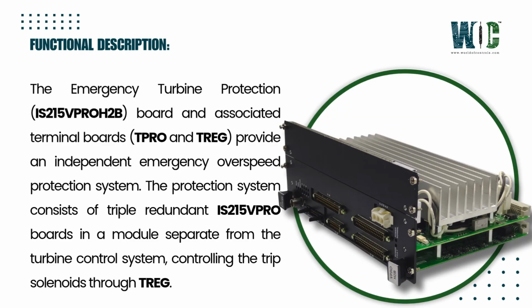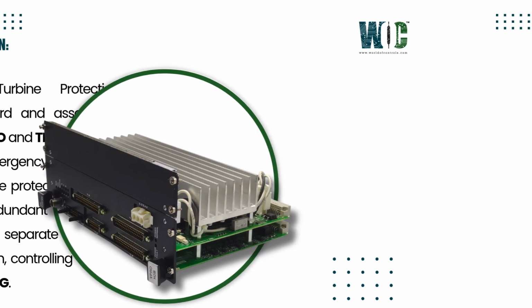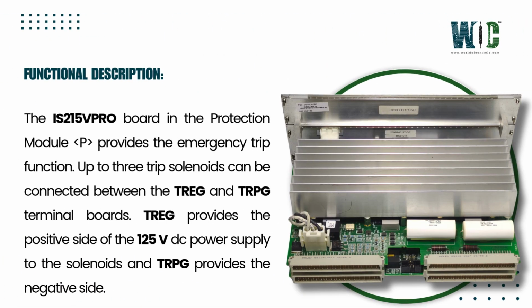Functional description: the Emergency Turbine Protection IS215VPROH2B board and associated terminal boards, TPRO and TREG, provide an independent emergency overspeed protection system. The protection system consists of triple redundant IS215VPRO boards in a module separate from the turbine control system, controlling the trip solenoids through TREG. The IS215VPRO board in the protection module provides the emergency trip function.